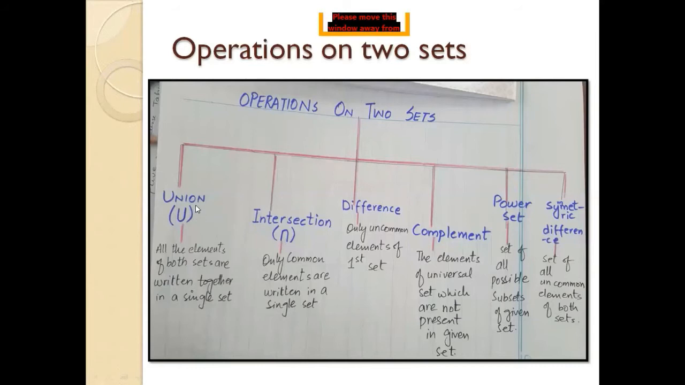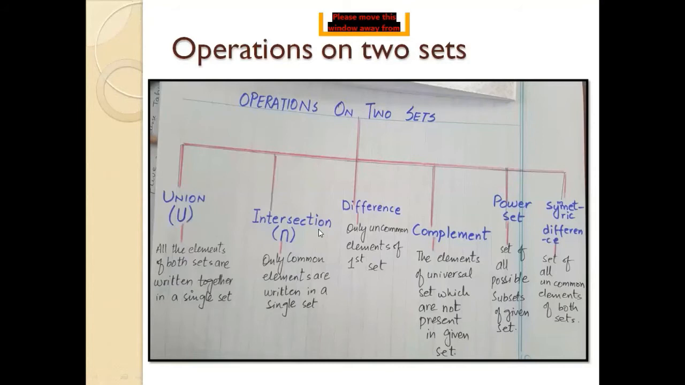Union, you all know what union is. Union is denoted by capital U. In this, what we will do? We will combine both the sets. If we are finding A union B, we are combining both the elements of set A and set B. All the elements of both sets are written together in a single set in ascending order or descending order. We prefer ascending order. So this is for union.